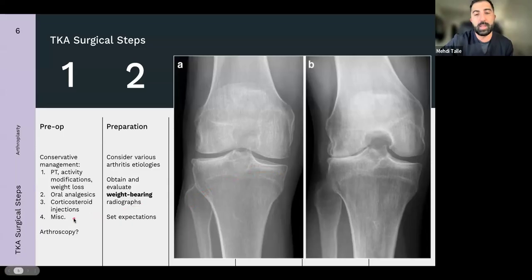And then I mentioned miscellaneous here. Sometimes you will see people empirically use what are called unloader braces. Imagine a knee brace that is seeking to push the knee out of varus alignment. There are other modalities through pain management, like genicular nerve or genicular artery embolization. These are much more esoteric, not things you would come across commonly.